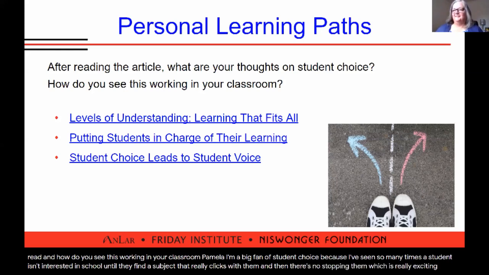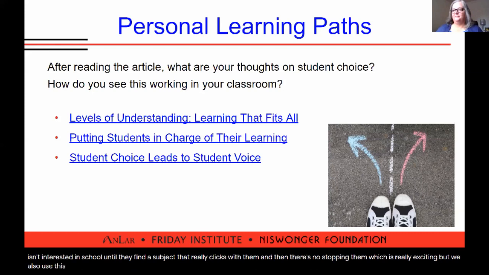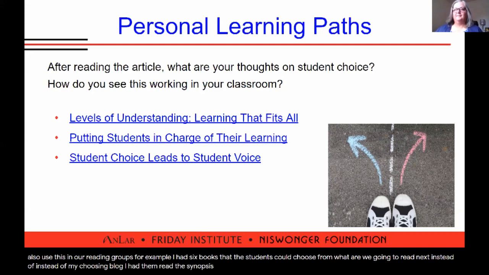But we also use this in our reading groups. For example, I had 6 books that the students could choose from. What are we going to read next? Instead of my choosing a book, I had them read the synopsis and do a little review online about the different books and the authors, and then they had to campaign for the books that they wanted to read first, and then we took a class vote.